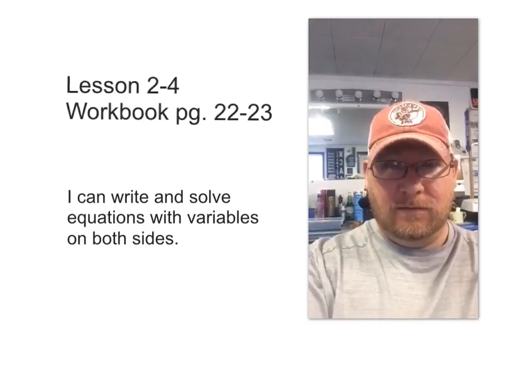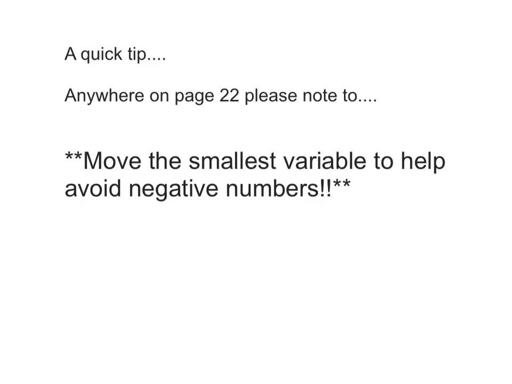Let's get started. Here is a quick tip that I want you to write anywhere on page 22 so that you can refer back if you need to. Move the smallest variable to help avoid negative numbers. Smallest variable is a big deal. Negative numbers are hard to work with. The sign is small and can sometimes get lost. We get in a hurry and we don't notice the sign, or we forget our sign rules for adding and subtracting integers. So if you will move the smallest variable, this will help you avoid negative numbers.